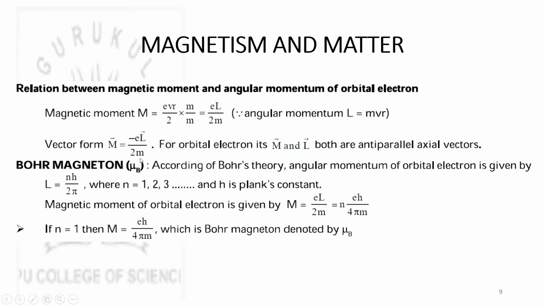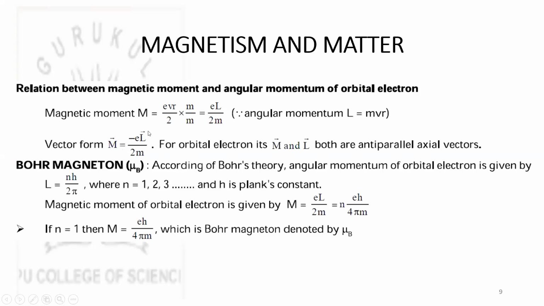This is because the electron is a negative charge particle, and in this case the electron motion in the orbit will produce a magnetic dipole moment which is exactly opposite to the direction of angular momentum of the electron. That is why the minus sign is mentioned here. For an orbital electron, its m vector and L vector are both anti-parallel axial vectors.